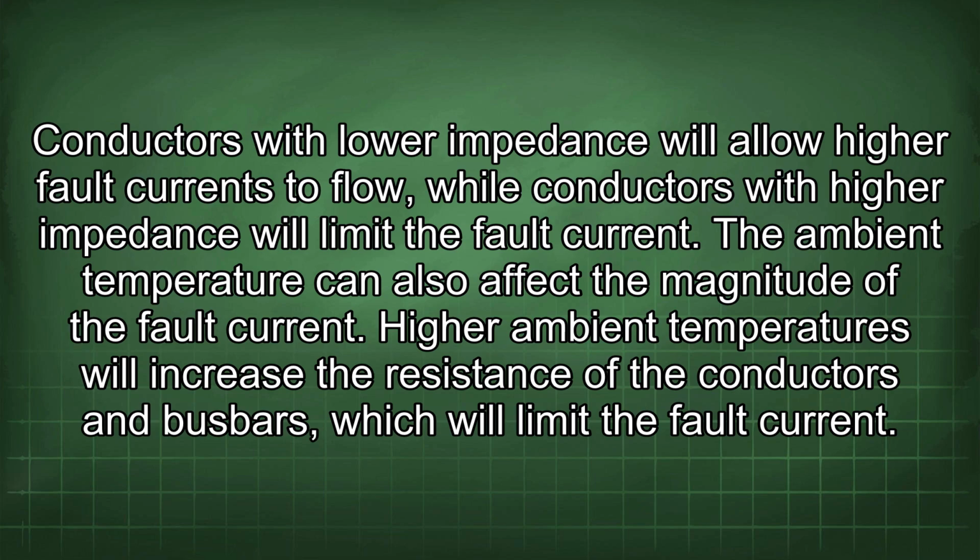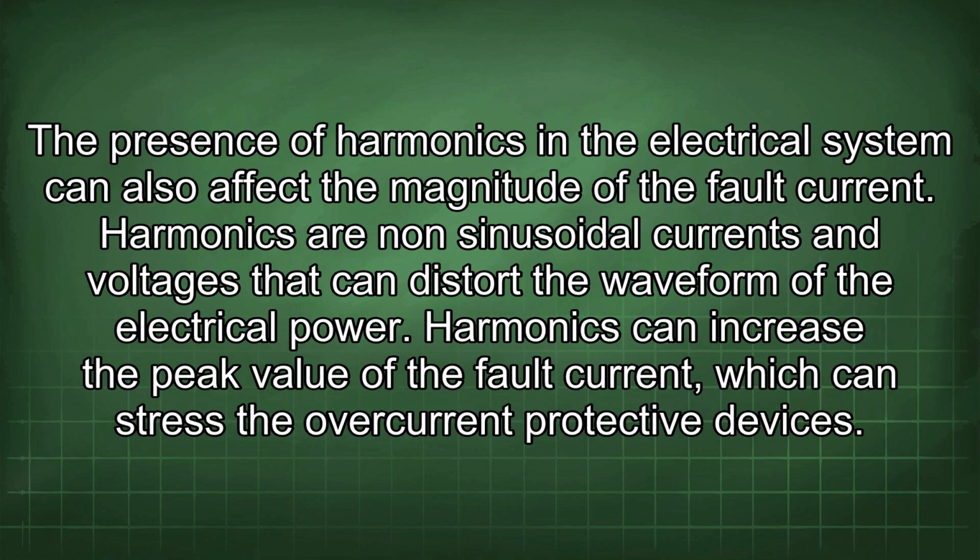The ambient temperature can also affect the magnitude of the fault current. High ambient temperatures will increase the resistance of the conductors and busbars, which will limit the fault current. The presence of harmonics in the electrical system can also affect the magnitude of the fault current. Harmonics are non-sinusoidal currents and voltages that can distort the waveform of the electrical power. Harmonics can increase the peak value of the fault current, which can stress the overcurrent protective devices.